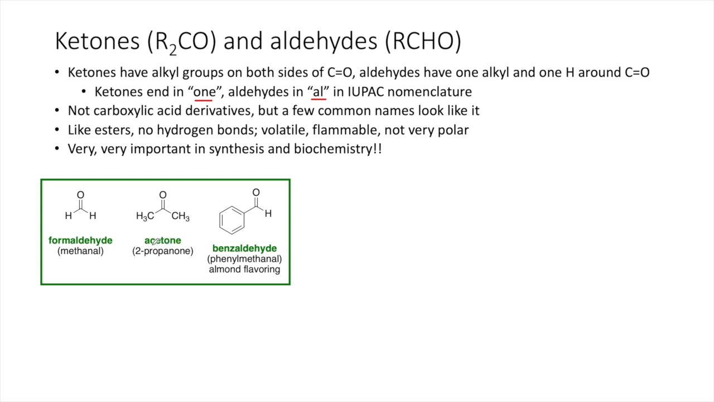In the same way, we can talk about acetone here, sort of like acetic acid, but not really. 2-propanone would be the way we would name it IUPAC style. So it's a 3-carbon chain, and then the ketone is on carbon 2. So that's where the 2-one comes in. And here is benzaldehyde, phenylmethanal, and it is commonly used in the kitchen as almond flavoring, imitation almond extract.